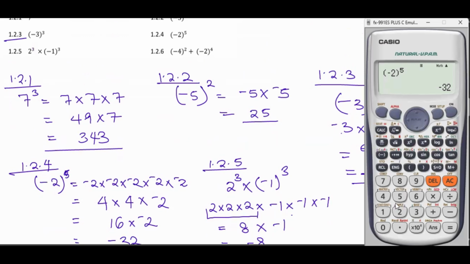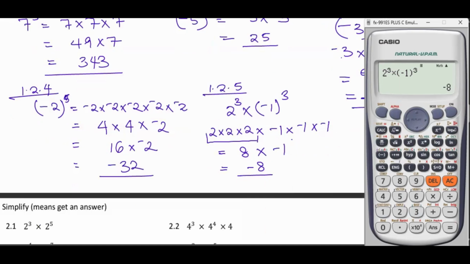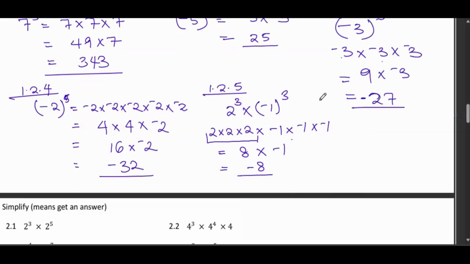We shall say 2 to the power of 3 times, open brackets, negative 1 to the power 3. We end up having our answer as negative 8. Please only use your calculator to confirm. If they ask for working, please, we need to see this. We need to see that you've expanded and you have calculated.